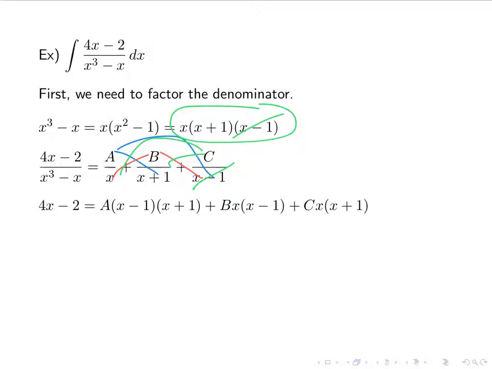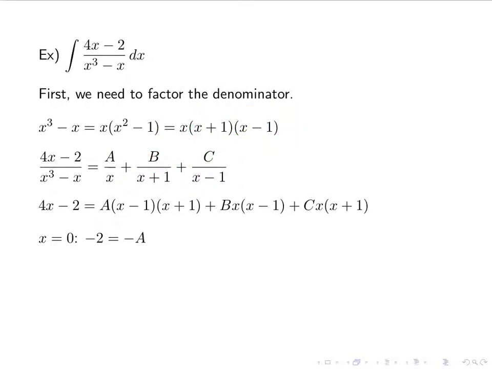So for the first one, I look at x, and I get 0. So 0 on the left-hand side gives me negative 2. Now notice that if x is 0, this is 0, and this is 0. And all I'm left with is my first term. So I have a times negative 1 times positive 1 is negative a. So if negative 2 equals negative a, then a equals 2.